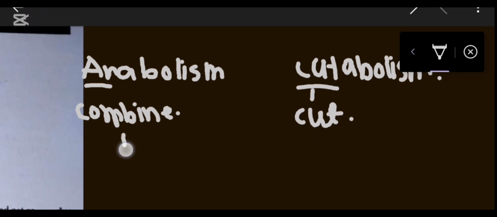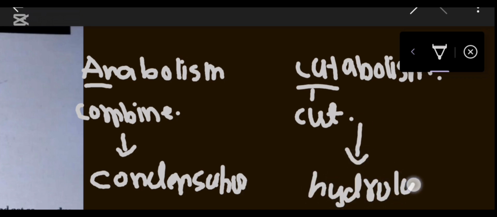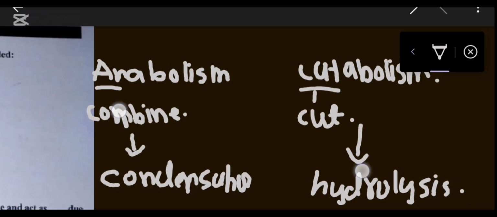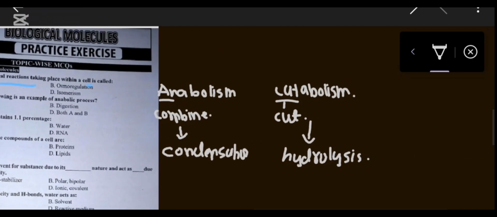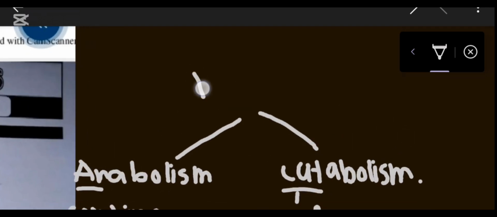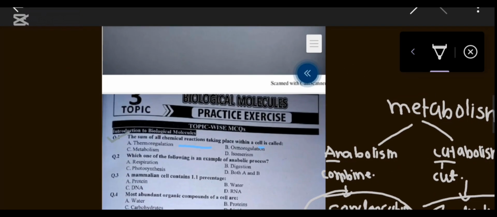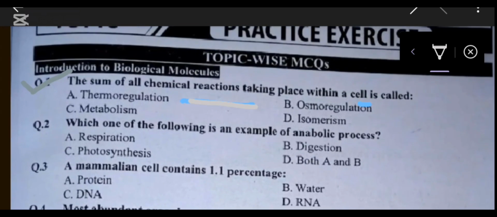So combined reactions, for example condensation, in which monomers are combined and form the polymer. And in catabolism we have hydrolysis, in which the polymer is cut down into monomers. Both reactions, the combining reaction and the cutting reaction, are known as metabolism. So all chemical reactions in the cell are known as metabolism. C will be the correct option.